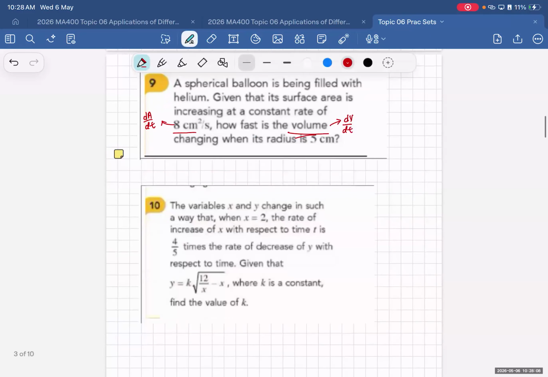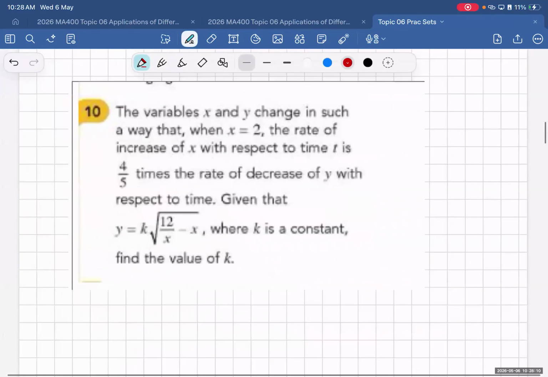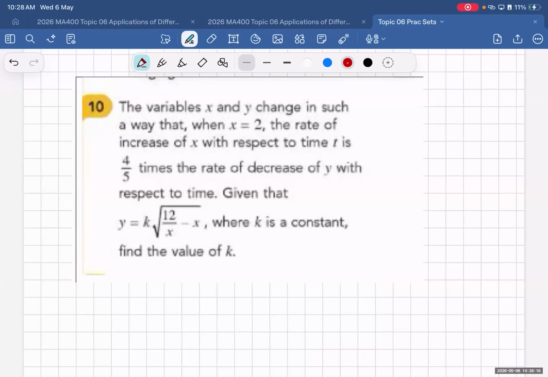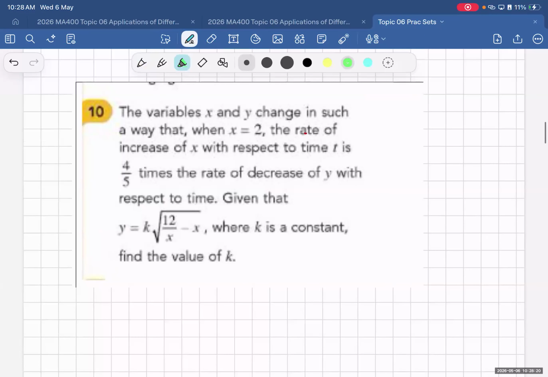Okay, so question 10. Question 10. The rate of increase. Okay, so here, what they are telling you, Mitra, can you tell me what derivative is this when they tell you this? Yes. dx/dt is 4 over 5 of dy/dt.